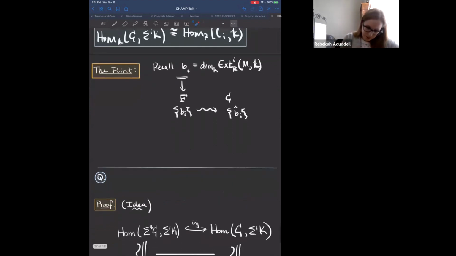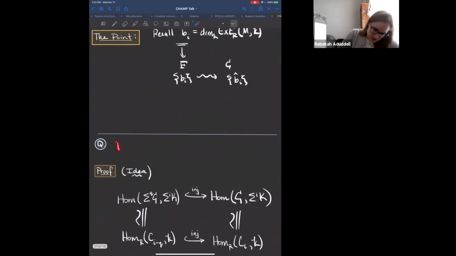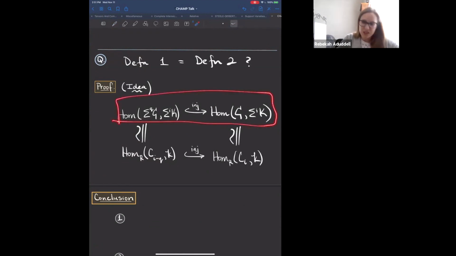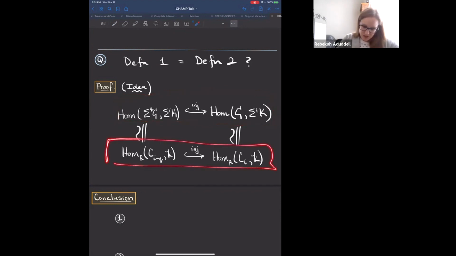And so then the question is, is Definition 1 equal to Definition 2? Yes, it is. This is a case of the critical degree, where we have an injection here and then onwards. Because of these isomorphisms, the main idea of the proof is just that I use these isomorphisms and do the proof using the Homs with respect to R and the R-modules instead.